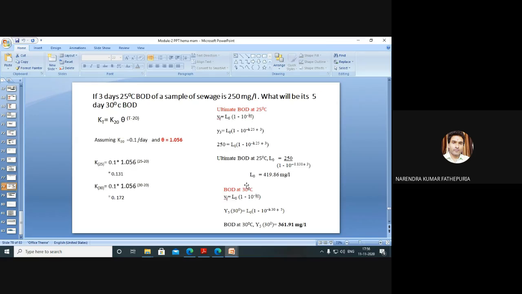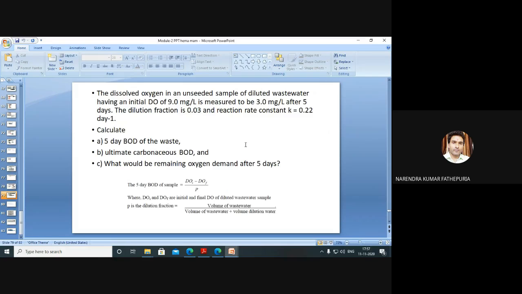Another example for it. If the temperature is also given here, then this equation will be used. The 3 days BOD of a sample is 250 mg per liter, what will be the 5 days BOD at 30 degrees? If temperature is given, then that equation you also have to use. That also I have explained in the class. It is K T equal to K20 into theta to the power T minus 20. Okay, go through my previous slides. You will get it all. We have done some numericals, so in the same way you can solve it here also.